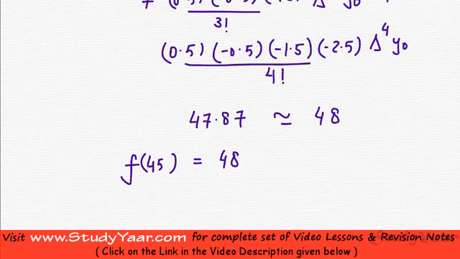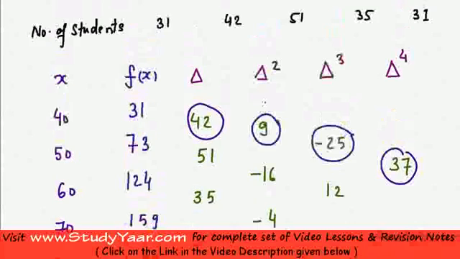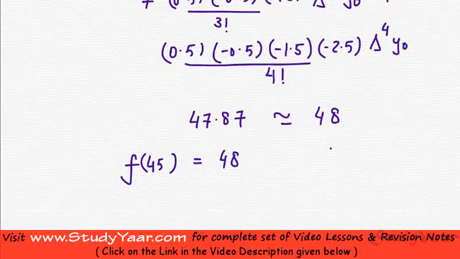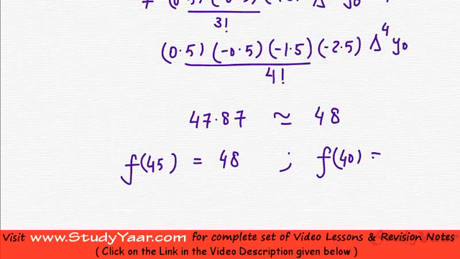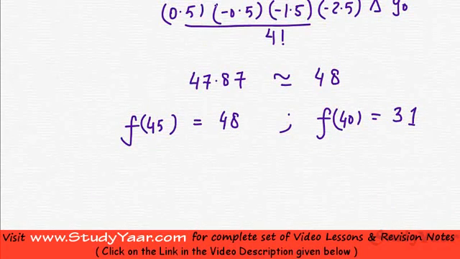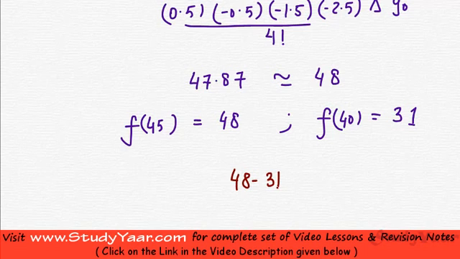My f of 40 is what? My f of 40 is 31. Okay, my f of 40 is 31. I need the number of students who have got marks between 40 and 45. Therefore my answer is 48 minus 31, which is 17. Okay, so 17 students have got marks between 40 and 45, and you have solved the question.